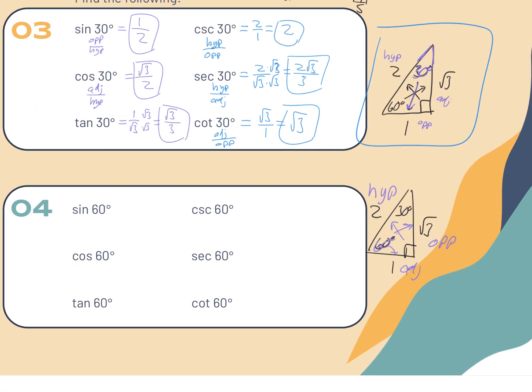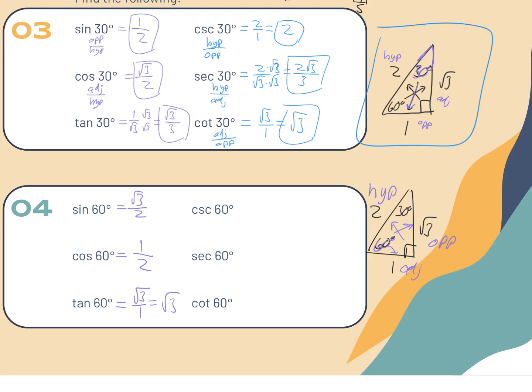All right, so let's do the exact same thing, right? Sine, I know that that's opposite over hypotenuse. So that's going to be the square root of 3 over 2. Cosine of 60, that's going to be adjacent over hypotenuse, which is 1 over 2. Tangent is going to be opposite over adjacent, which is the square root of 3 over 1, which is just the square root of 3.